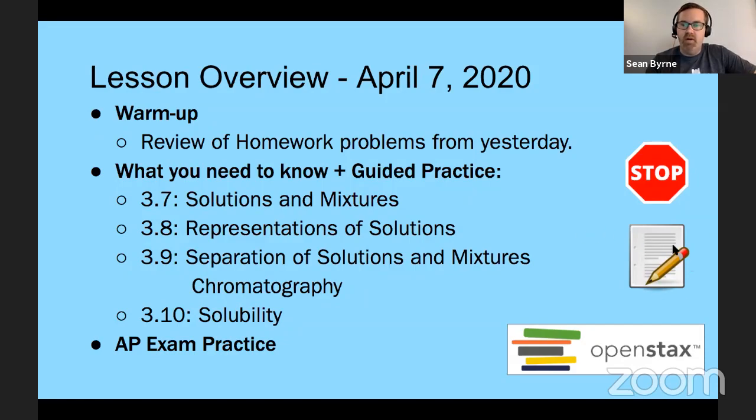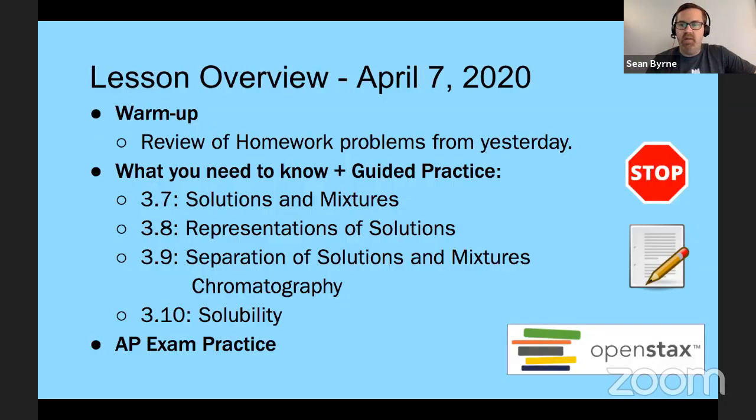Have some pencil and paper available. And there are just a couple of diagrams today from OpenStax, but that's a great resource for you if you are somebody who likes to read about these topics before you go into our explanations of them.